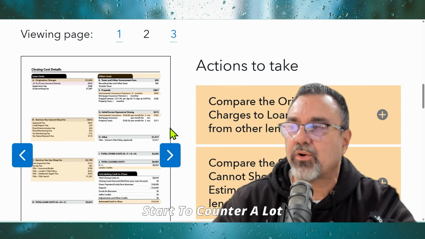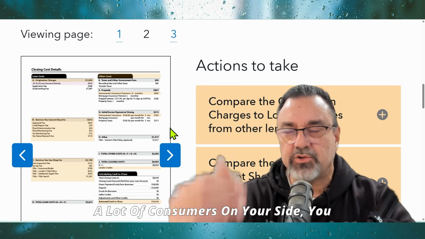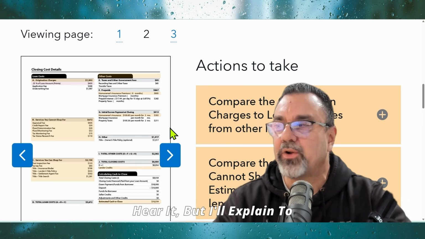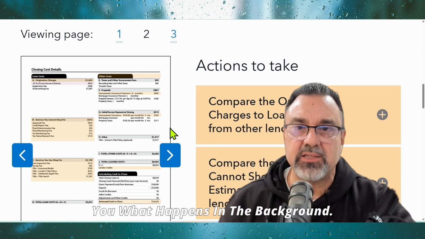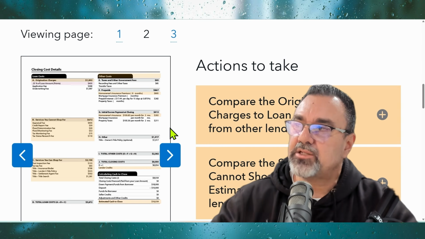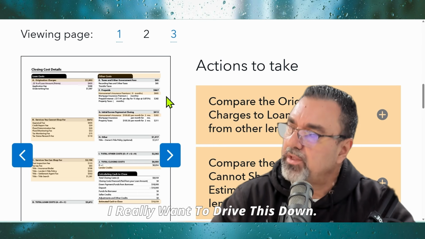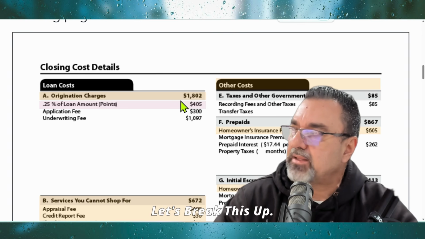When I start to counter a lot of these things, I start to point things out, and a lot of consumers on your side, you don't really want to hear it, but I'll explain to you what happens in the background. Here's a lot of times what's going to happen, and you're going to get duped. Okay, so here's basically all the charges on the loan. Here's where they start. And I really want to drive this down, so let's break this up.